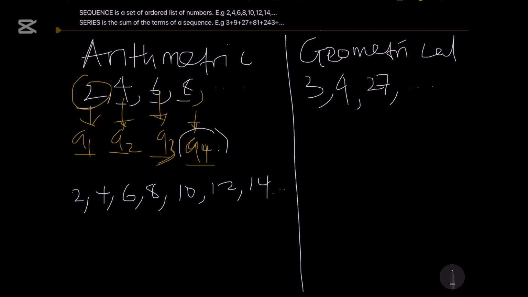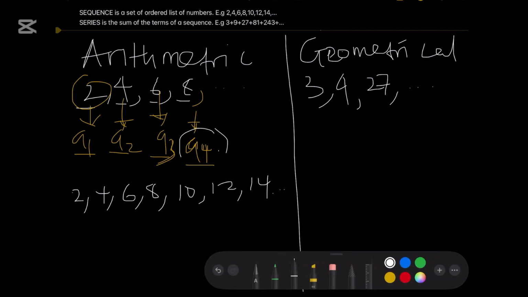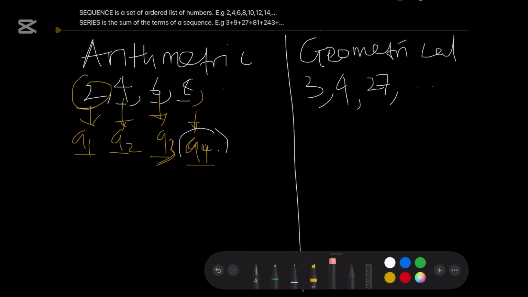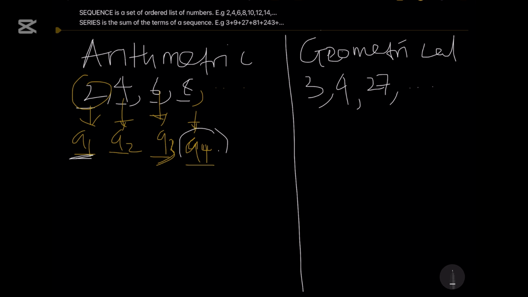That is the addition of the common difference. That is in an arithmetical progression. To generate other terms, we just simply add the common difference. So generating a formula for this, if our first term is A1, this is our first term.